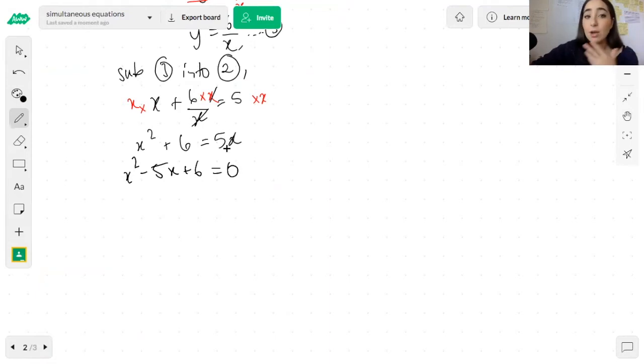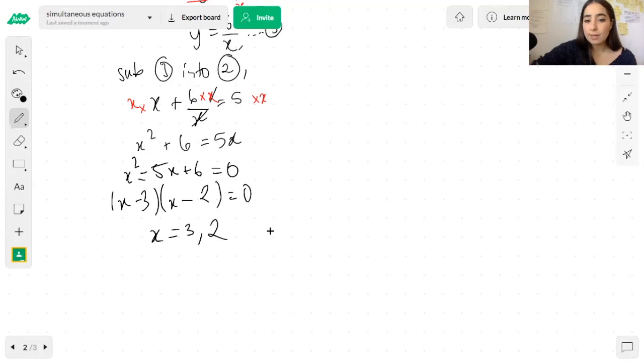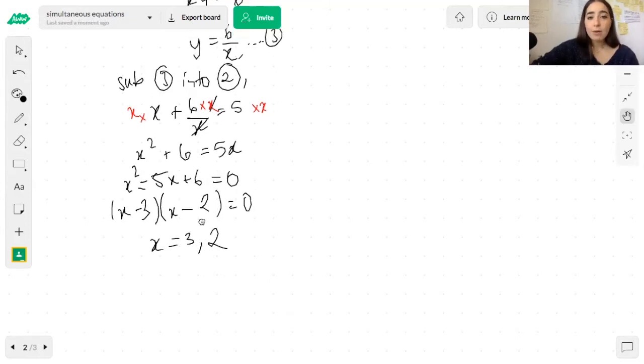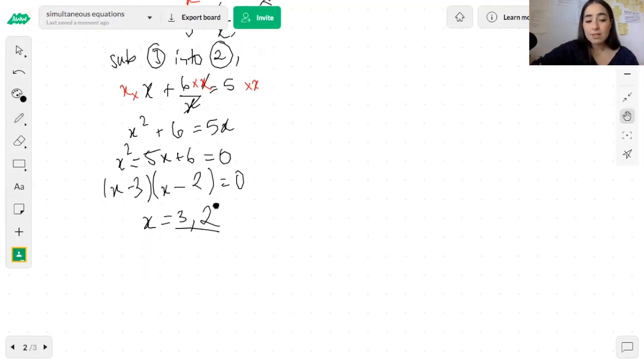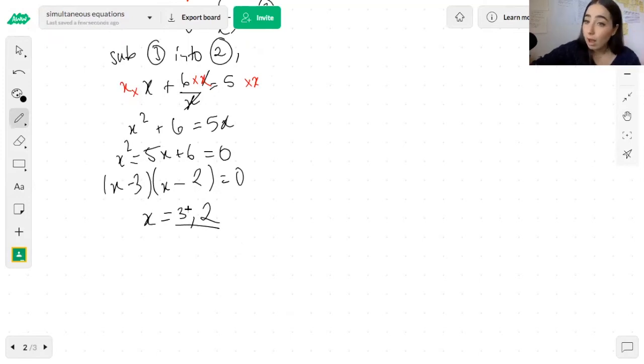Now what I have is a quadratic. So I'm going to have to solve this like I normally would with any quadratic. I'm going to factorize these. So I'm going to pop x in each bracket, and I'm going to split up 6 into -3 and -2 to give me -5. And therefore you have two solutions, x equals 3 and x equals 2. Now, what you notice is we have two values of x. Normally we would have one value of x, but that's fine. If you have two values of x, then that means you should also have two values of y, ideally.